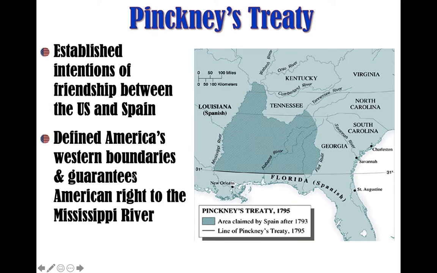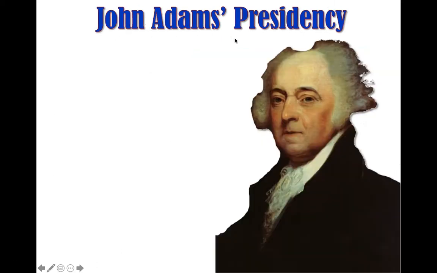And so this defined America's western boundaries and guarantees America's right to the Mississippi River. Again, having travel during this time period and being able to transport items and trade to different places, rivers and waterways were extremely important. So having access to the Mississippi River for America was a really big get for them. So this is really important that they got this in Pinckney's Treaty.